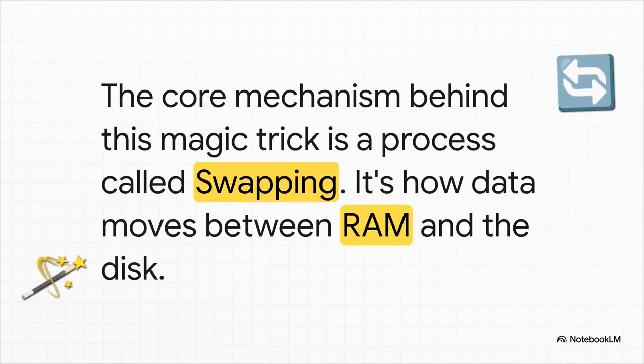Okay, so we've established that the OS is using this slow storage to pretend it has more fast memory. But how does it actually manage all that? I mean, moving data between two totally different kinds of hardware, that sounds complicated. Well, the core mechanism, the real secret sauce behind this whole magic trick, is a process called swapping.